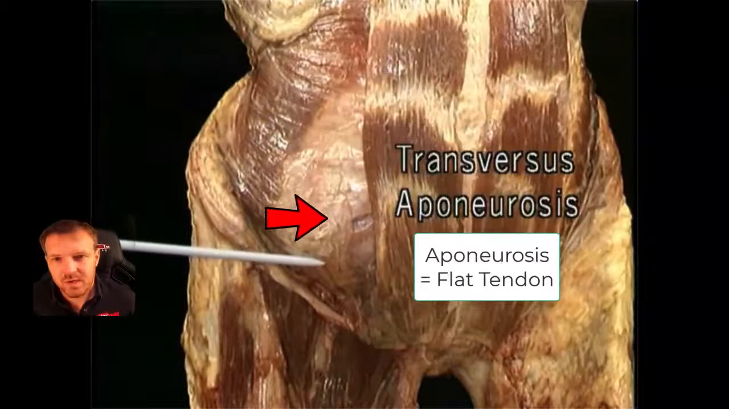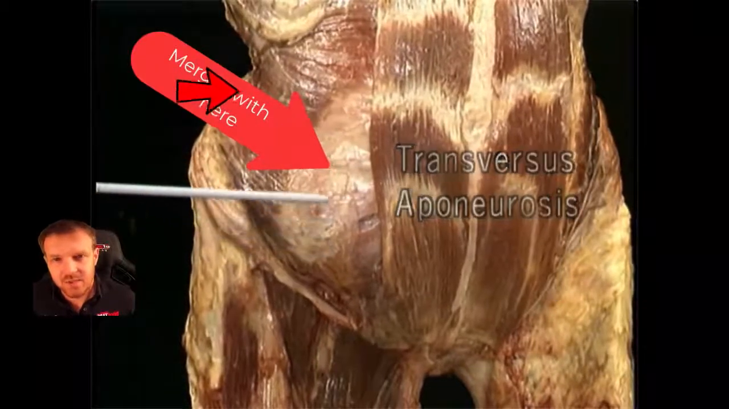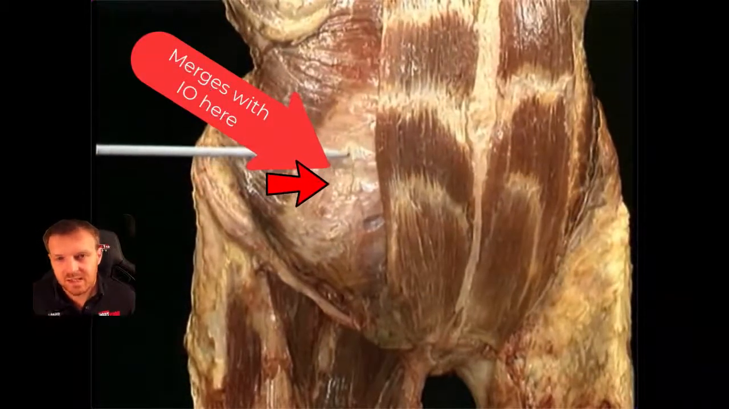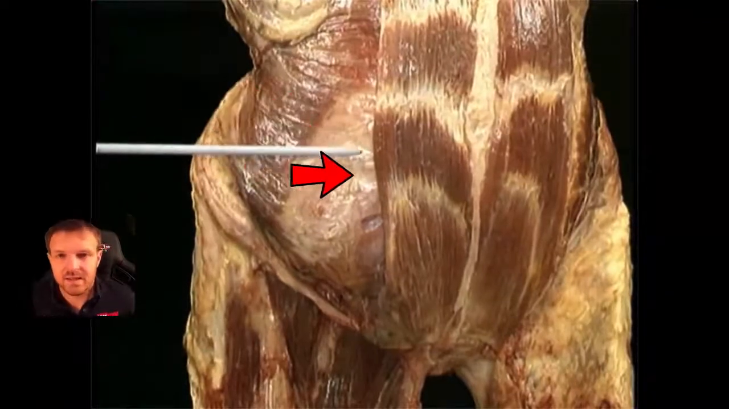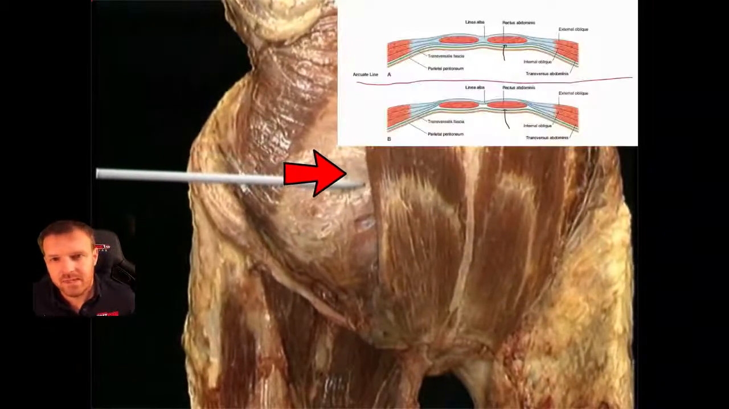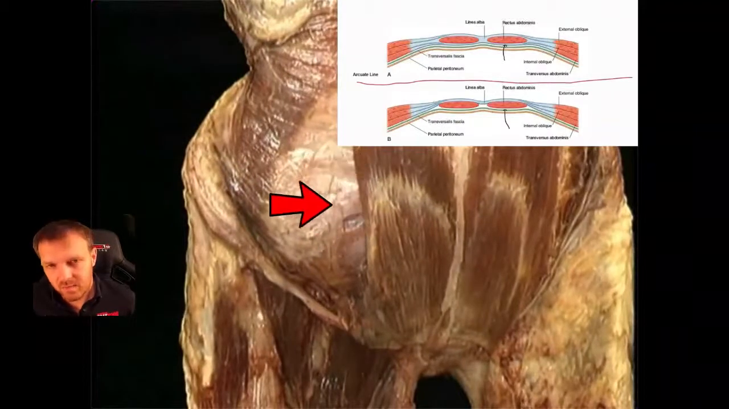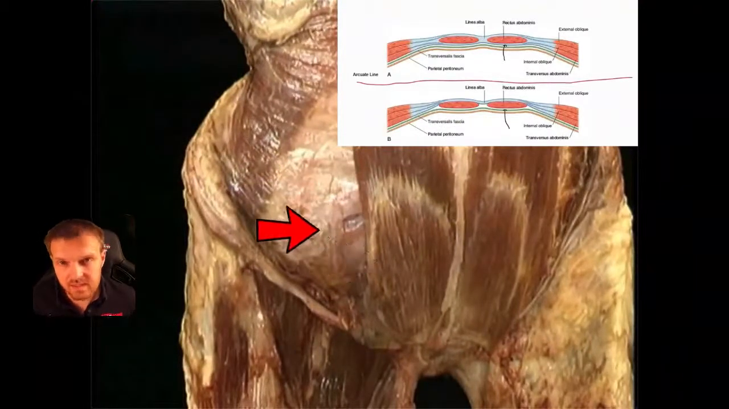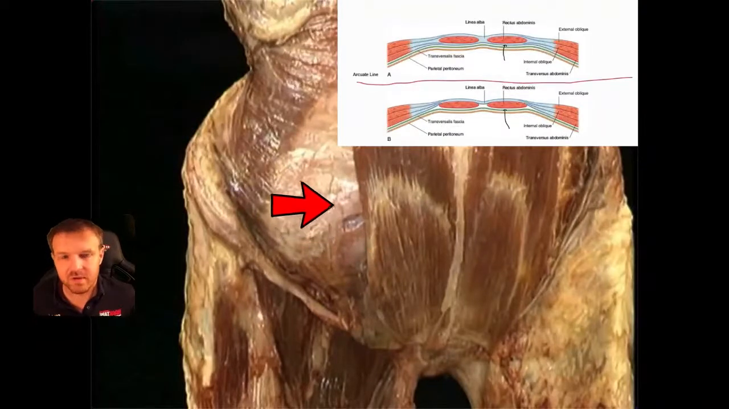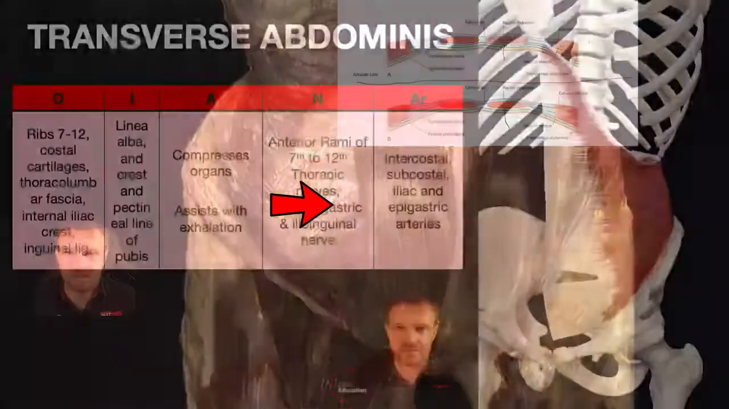So aponeurosis is flat tendon. So this merges with the internal oblique. So the internal oblique will be on top of this, and then they merge together, and the TVA goes underneath the rectus abdominis, apart from this lower section if you have an arcuate line. Okay, so that is your transverse abdominis.